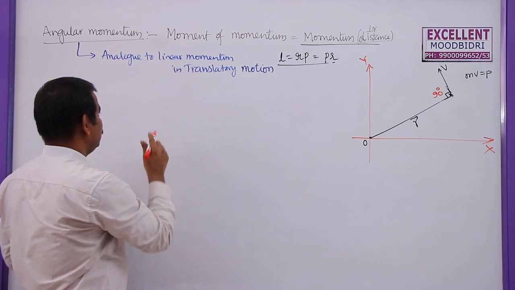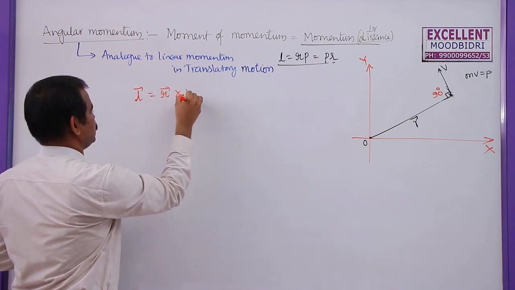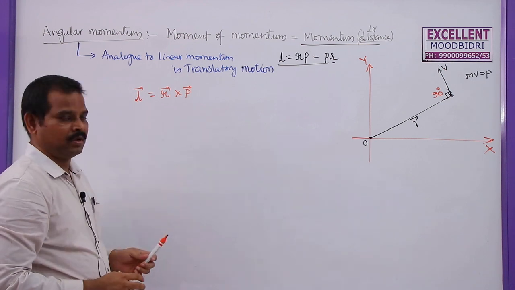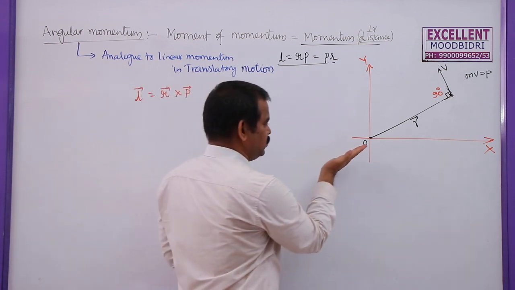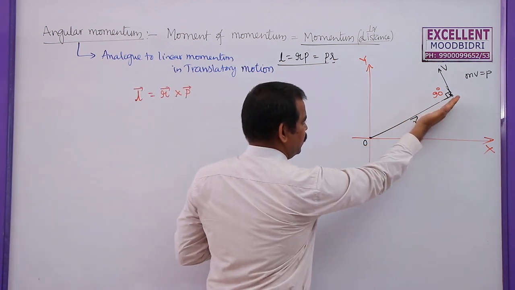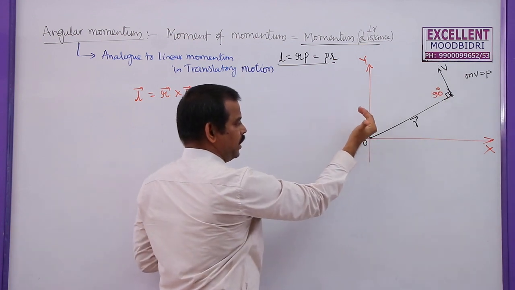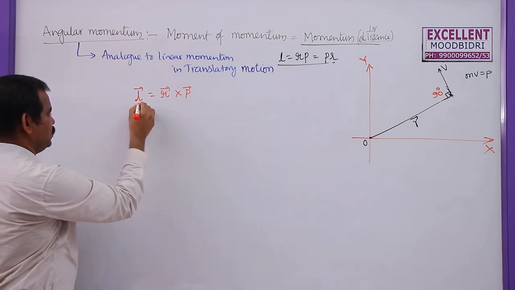In this case, if you take L bar is equal to r bar cross p bar, how do we find the direction of the angular momentum? For this we have to use the right hand palm rule. This is the position vector and this is the momentum, then the angular momentum will act in the direction of the thumb. So this is outwards.